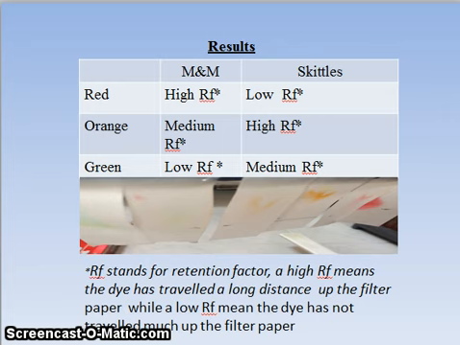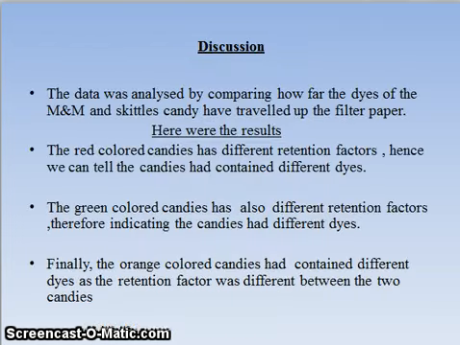On slide 7, we can see the result table which shows the retention factors. A high retention factor means that the dye had traveled a long distance up the filter paper, while low retention factors mean that the dye has not traveled much up the filter paper. All the red, green, and orange colored candies for both M&M and Skittles candies had different retention factors, which indicate that they had contained different dyes.